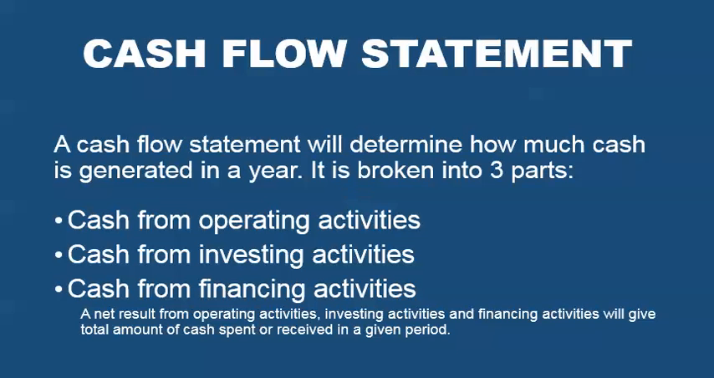It's broken into three parts: cash from operating activities, cash from investing activities, cash from financing activities. A net result from operating activities, investing activities, and financing activities will give the total amount of cash spent or received in a given period.